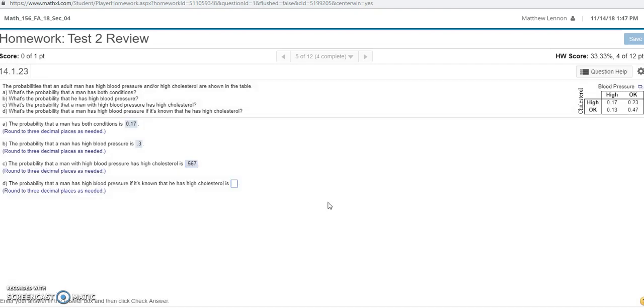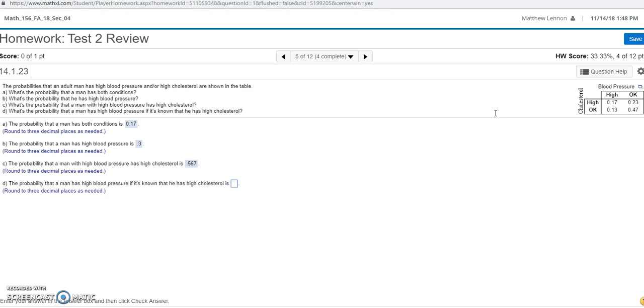And then D is similar. We're doing the probability he has high blood pressure, given that he has high cholesterol. Those with high cholesterol are in the top row, 0.17 and 0.23. So for this question, we're looking for the high blood pressure out of the group of that top row. So that's going to be 0.17 divided by 0.17 plus 0.23. Just punching that into the calculator.